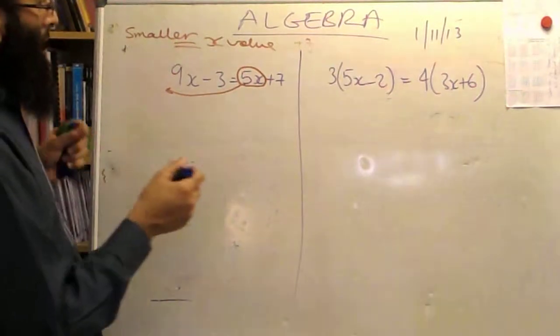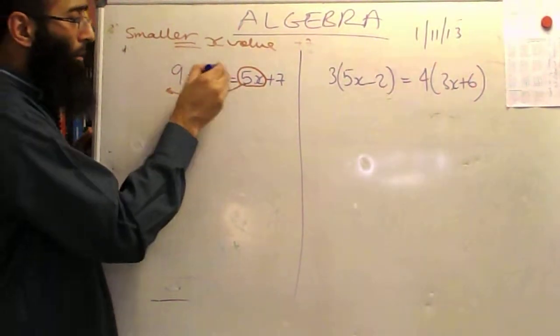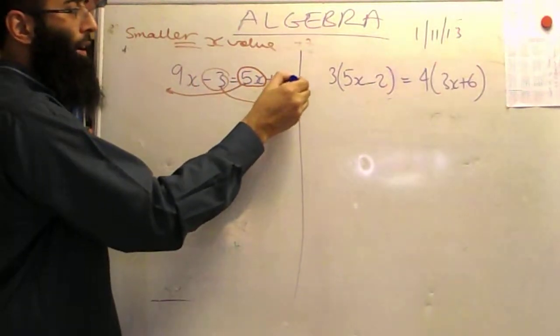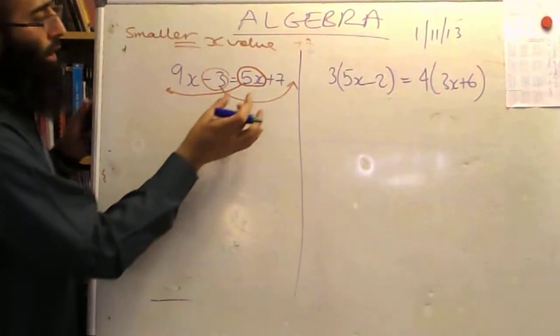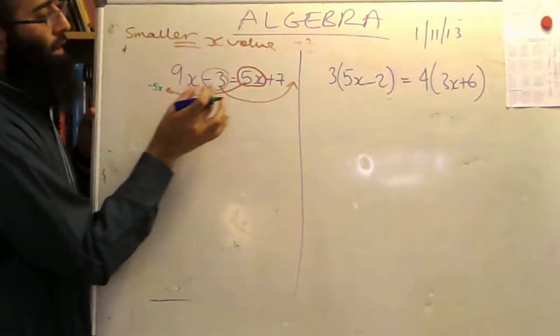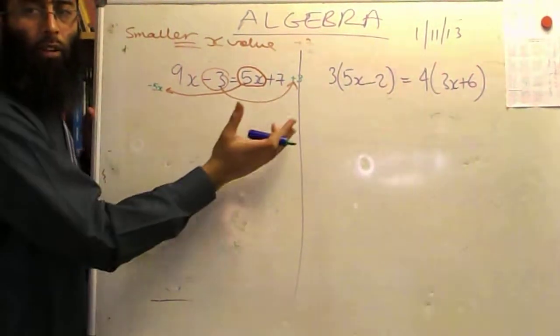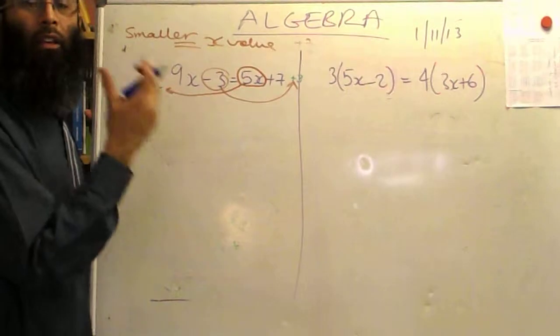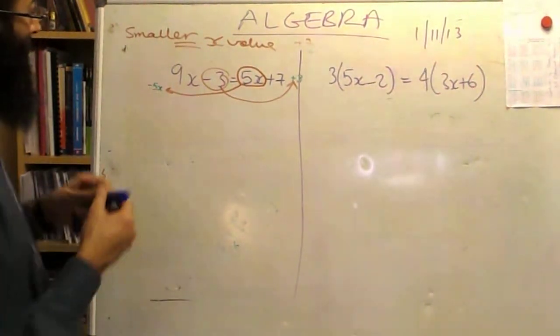So now if we move the x's to the left, we must in that case move the numbers to the right. And we're going to follow the rules we learned before. Opposite of add 5x is minus 5x. Opposite of minus 3 is plus 3. So don't forget, when we change side, we've got to change sign. Change side, change sign.